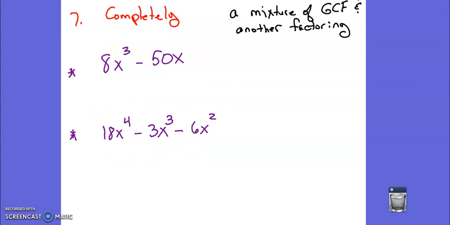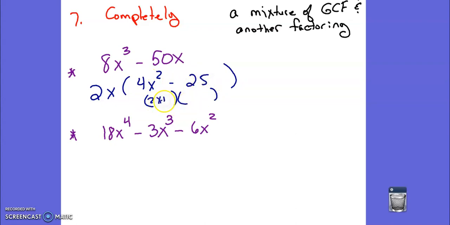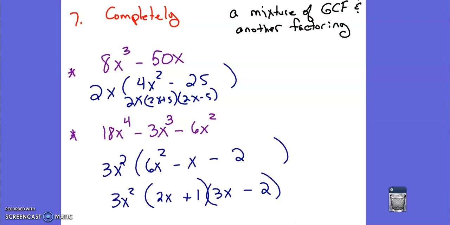The final thing is complete factoring, which is just a mixture of the GCF and another factor. So if you notice the GCF, it's 2x, so you factor this out, and what remains is 4x squared minus 25. And then notice this can be factored to 2x plus 5 and 2x minus 5. It's a combination of the 2. You can see the next one, I factored out the GCF, and then after that, I factored it further.